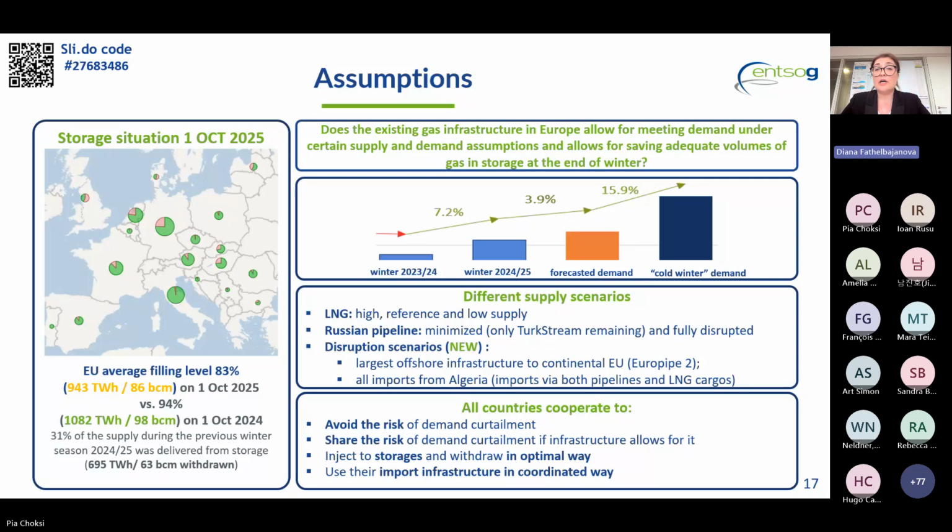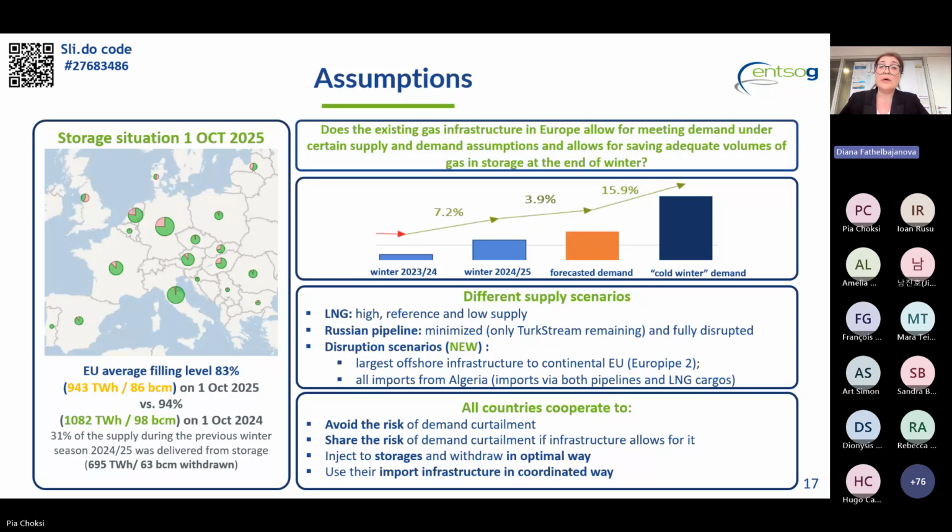And another key parameter we use in our analysis is the demand assumptions. We looked at two cases, a reference winter and a cold winter. The reference winter demand comes from the data collected from our TSOs, basically their best estimate of what demand can look like for the upcoming winter.